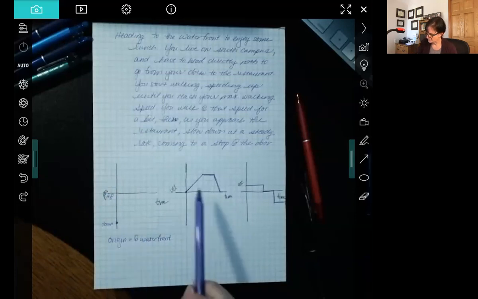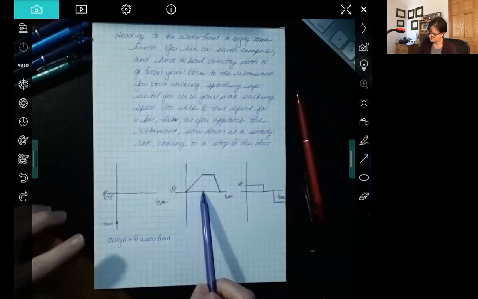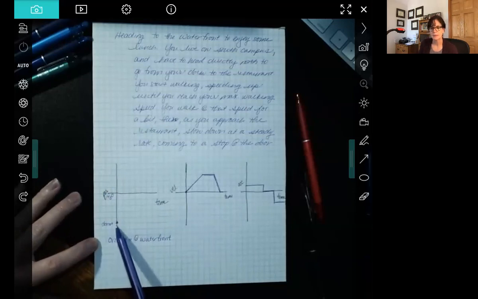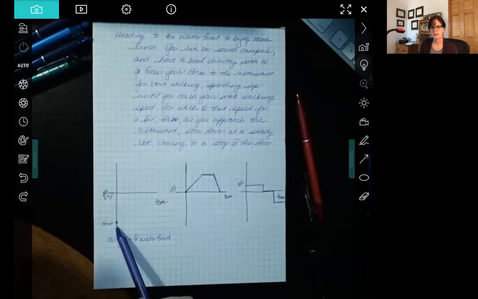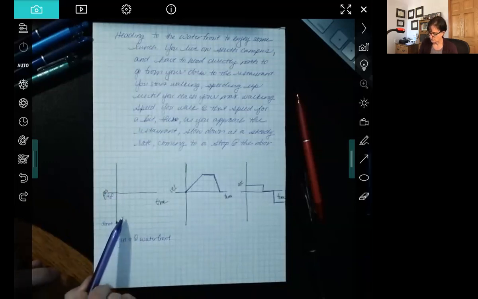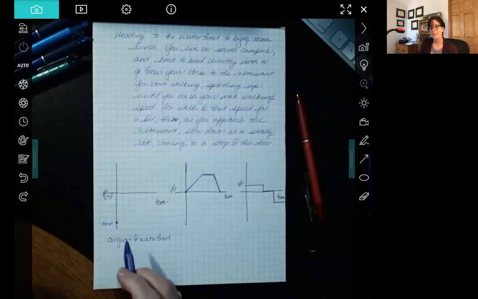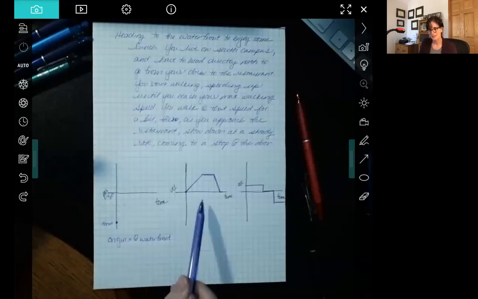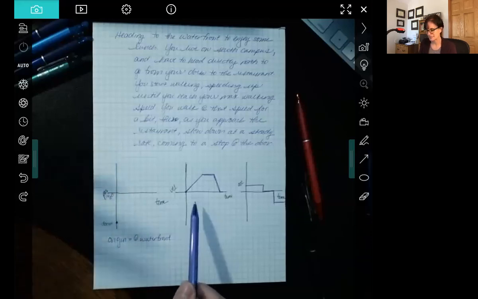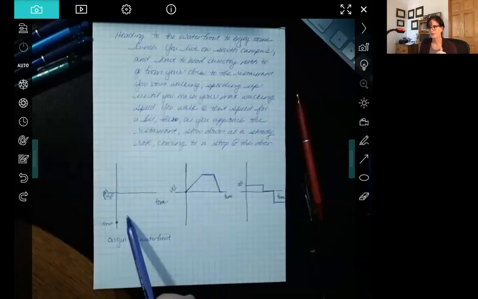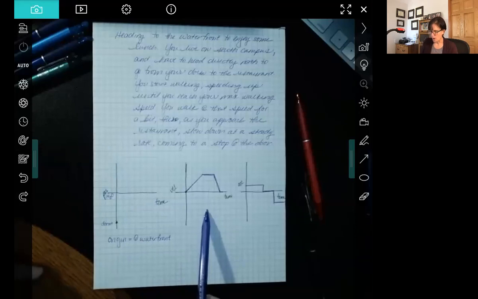Now, over these first 3 blocks, I am speeding up, and I'm moving in the positive direction. So my motion is going to be towards the waterfront, positive direction, and speeding up, meaning that I'm getting faster and faster and faster, which means that the slope of my position versus time graph is going to get steeper and steeper and steeper, because the slope is the velocity. So I cover more distance for every small time frame as I get faster and faster.